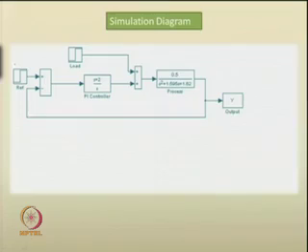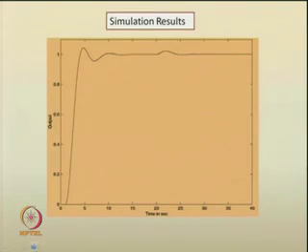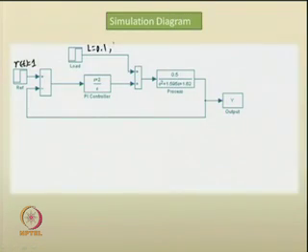Now, going to the simulation diagram. In the simulation diagram, what we have? We will apply unit step input. So, R(t), the reference, equal to some unit step input 1. Then let the load also be given by some magnitude, L equal to 0.1, at the time at which it occurs, t equal to 20 seconds.